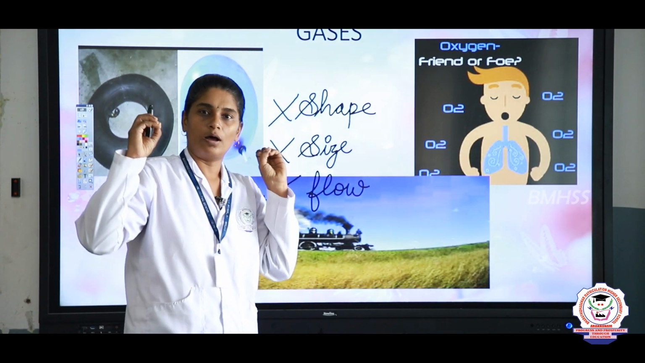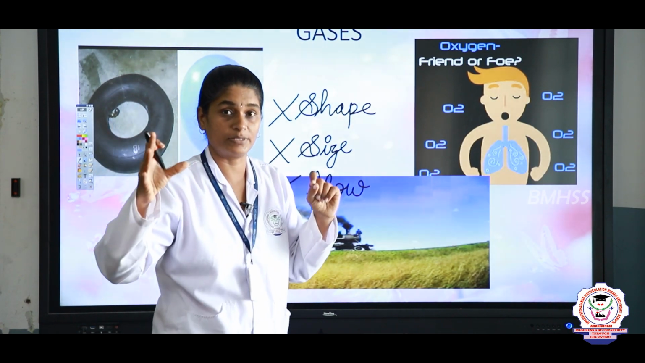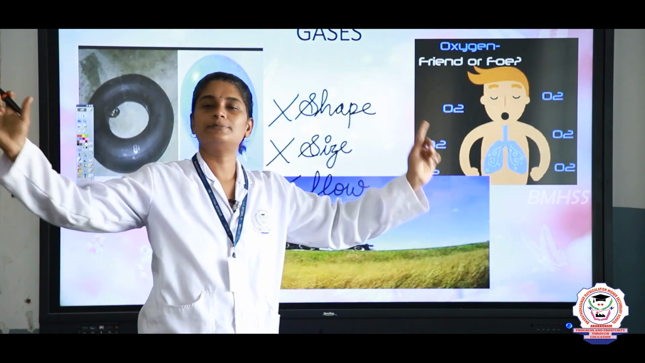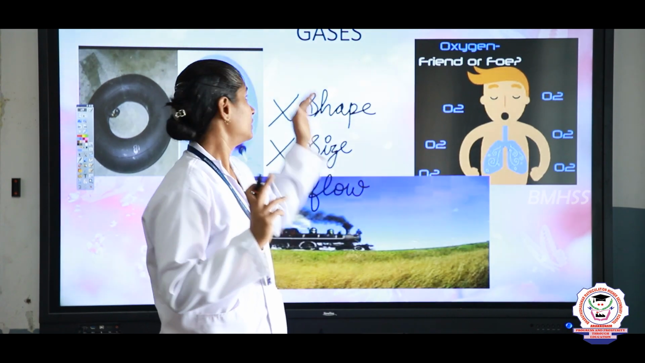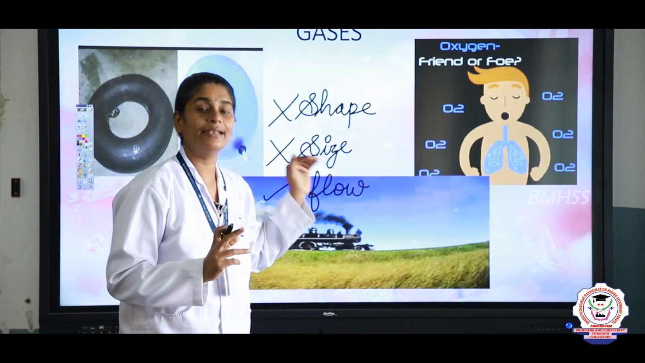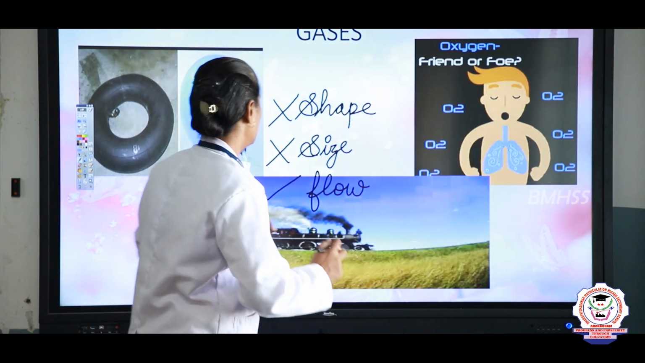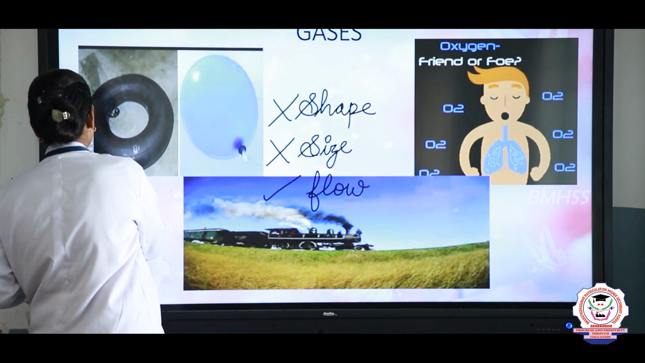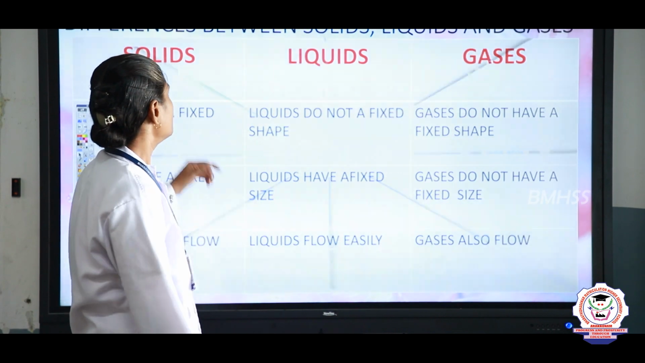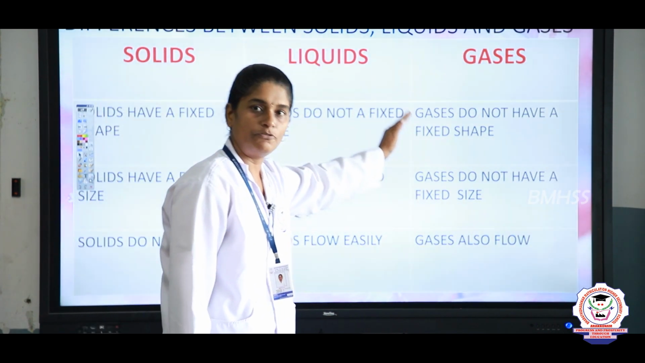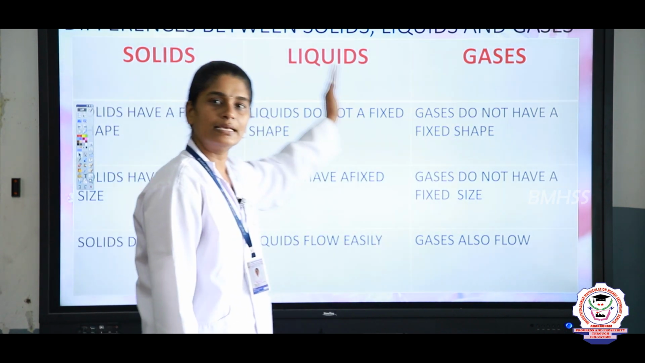When you operate the fan, what happens? The air occupies all the space inside your room, right? Gases are the only state that occupies all the available space, right? Next we are going to talk about the changes of state. Before that, I want to give you the differences between solids, liquids and gases in a single slide, right?